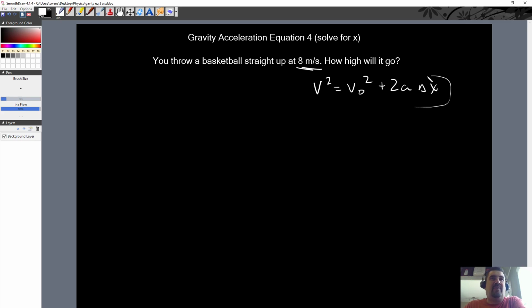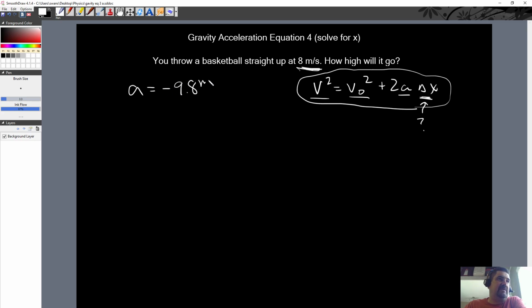I need to know all those things. They're asking for how high it goes. They're looking for this one, question mark. That means I have to know this and this and this. That's three things, yet they only give me one. Well, that's because when you throw something up or drop it or it falls, a is equal to negative 9.8 meters per second squared. So we already know that one.